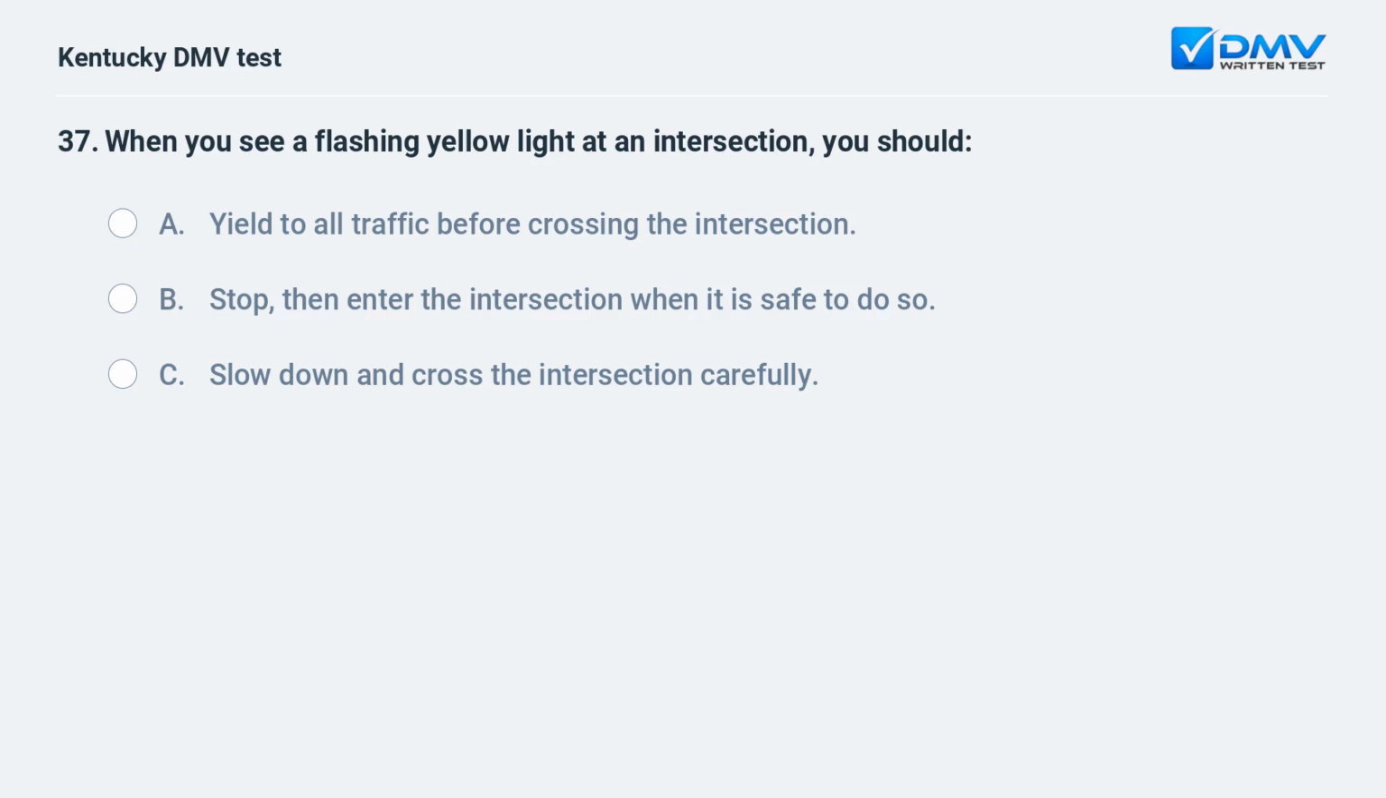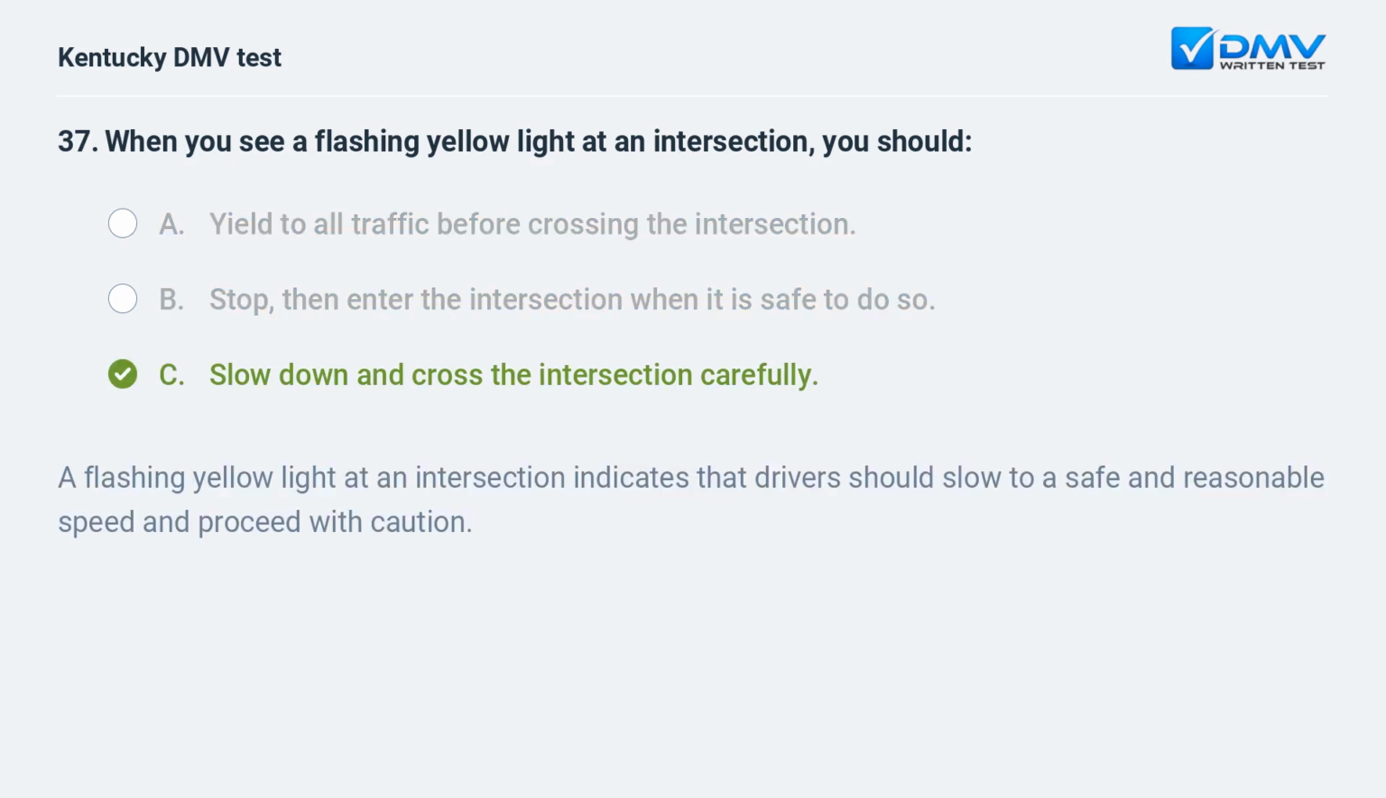When you see a flashing yellow light at an intersection, you should A. Yield to all traffic before crossing the intersection. B. Stop, then enter the intersection when it is safe to do so. C. Slow down and cross the intersection carefully.